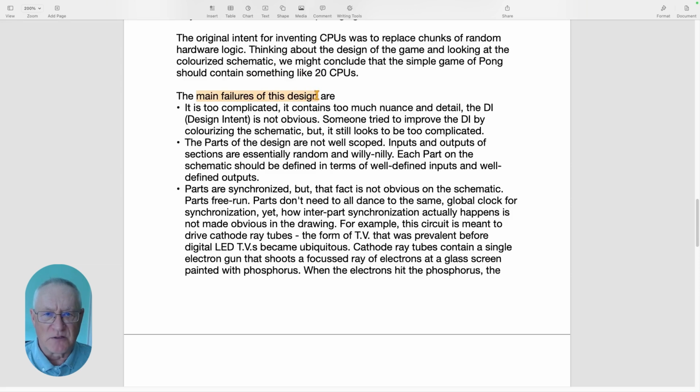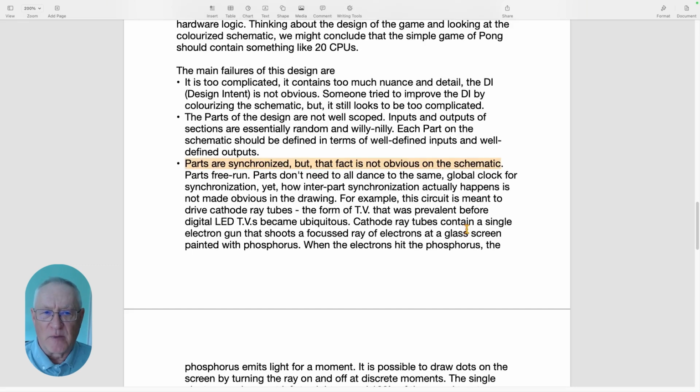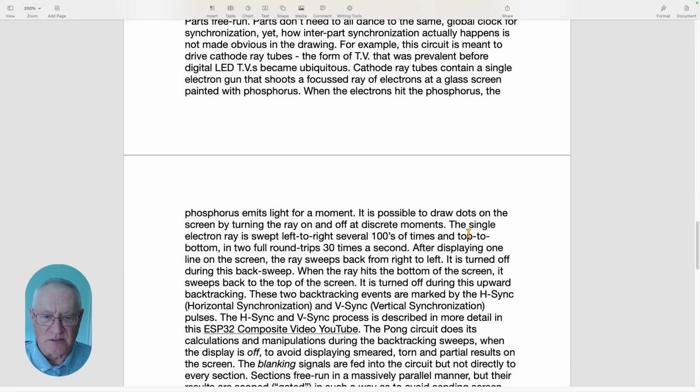Observing the main failures of this design: the design intent is not obvious. The parts of the design are not well scoped. Again, from a design intent perspective, it's not obvious that the parts are actually synchronized. You have to really understand what's going on to understand what the synchronization is.